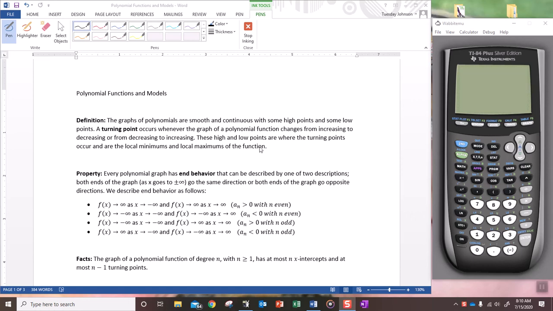Hello, and welcome to Polynomial Functions and Models. All right, so a little bit of modeling going on here. Let's start with a definition.